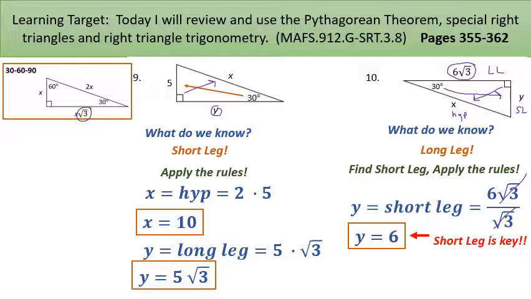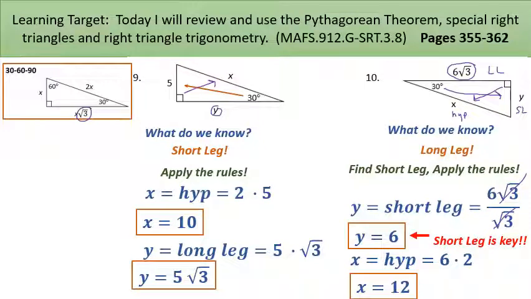Well, once we know that, remember that's the short leg. Short leg is the key, which makes the hypotenuse super easy to find. You take that 6, multiply it by 2, and that's 12.